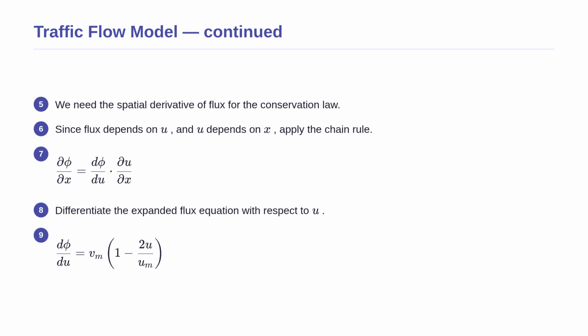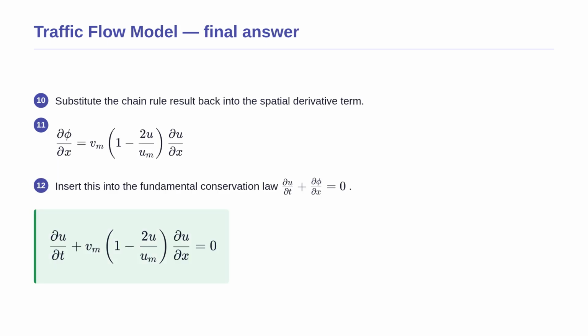Taking the standard derivative of our polynomial with respect to u, the derivative of u is 1 and the derivative of u squared is 2u. We now have our expression for how sensitive the traffic flow rate is to small changes in density. We substitute this derivative back into our chain rule expression and then plug that entire term directly into our main conservation law equation. This gives us our final answer.